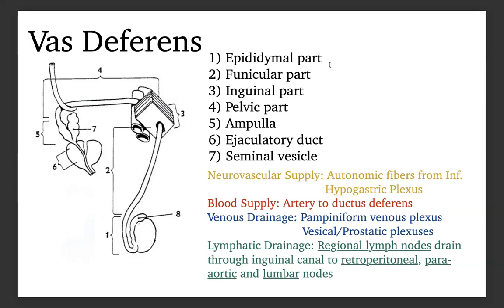So the epididymal part will be located in the scrotum near the duct of the epididymis. Then you have the funicular part, and this is located in the spermatic cord. And the funicular part is analogous to, say, a funicular in Prague. So as it goes up the hill, as it transports people up the hill, this is going to transport the spermatozoa up and to the inguinal part.